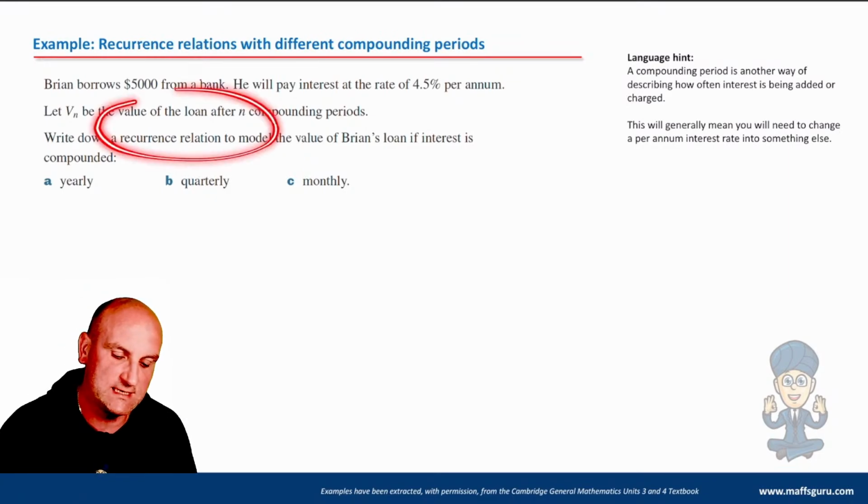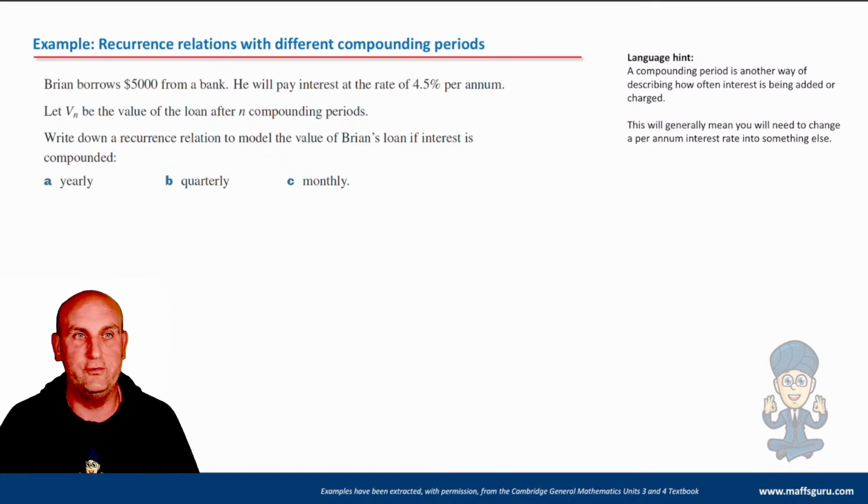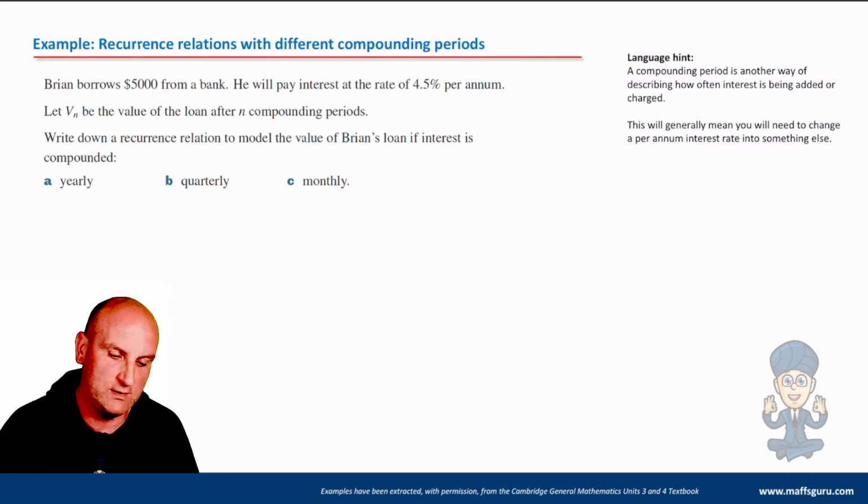Now, I've been teaching this today myself, and I keep going on and on and on about recurrence relations. The number of people who don't know how to do recurrence relations, or at least write them properly. So in this situation, write down a recurrence relation to model the value of Brian's loan if it is compounded.